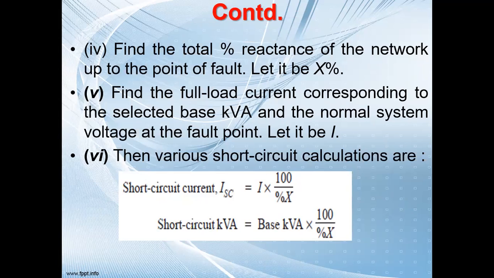So we have drawn the single line diagram and the reactance diagram. In the reactance diagram, we need to calculate the percentage reactance of the network up to the fault point. Let us say that value is X percent. Now find the full load current corresponding to the selected base kVA and the normal system voltage at the fault point.